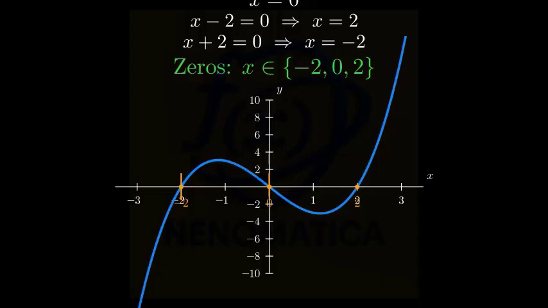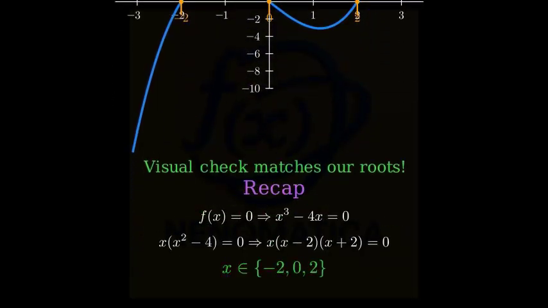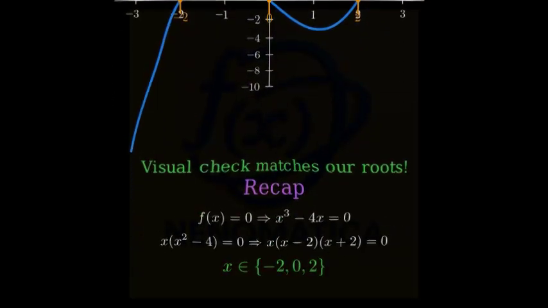Recap. We set f of x to 0, substituted x cubed minus 4x, factored to x times x minus 2 times x plus 2, and applied the zero product property to get the three roots.